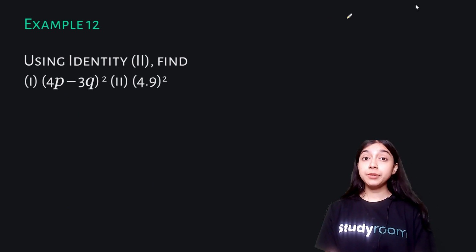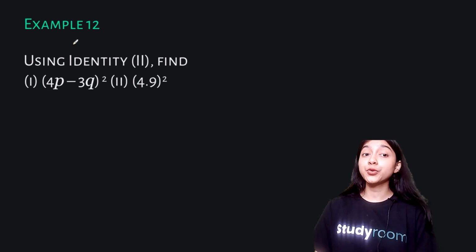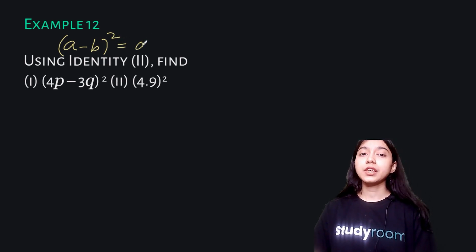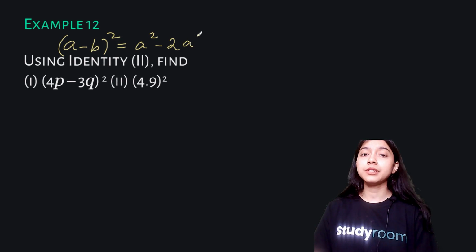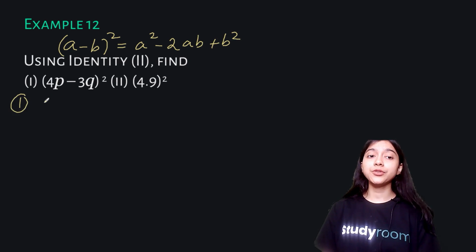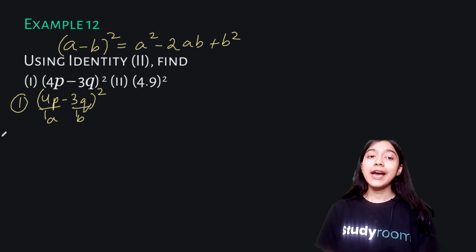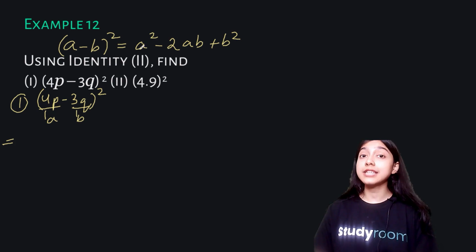Now we will be using identity 2 to solve these two questions. So let me write identity 2 first over here so that you all can recap it. The identity 2 that I taught you was a minus b whole square, which is a square minus of twice ab plus of b square. So the very first question that we have over here is 4p minus 3q whole square. So just consider 2p as a and 3q as b in your memory and try relating it with the standard identity that we have.